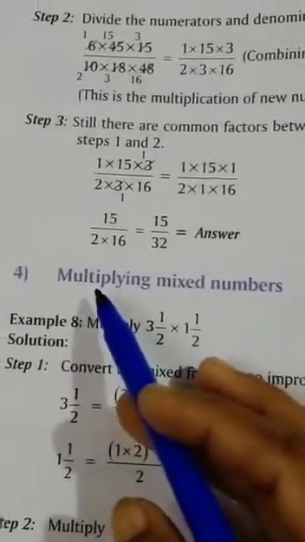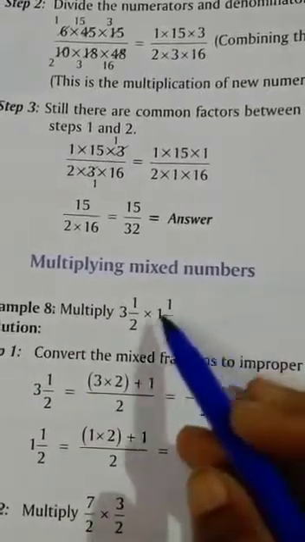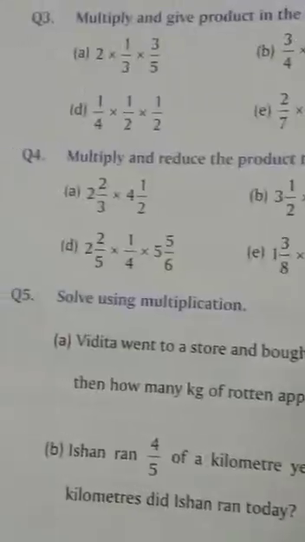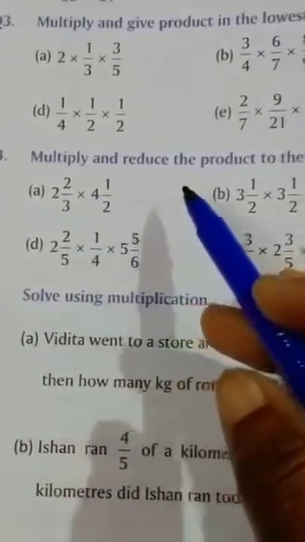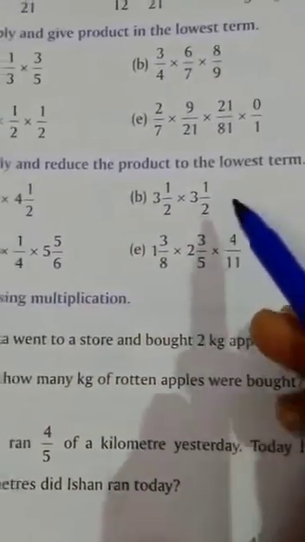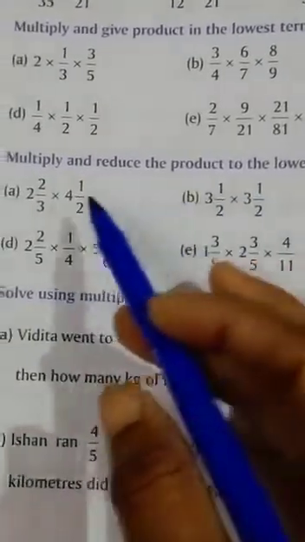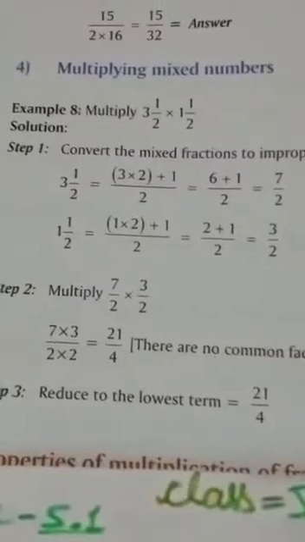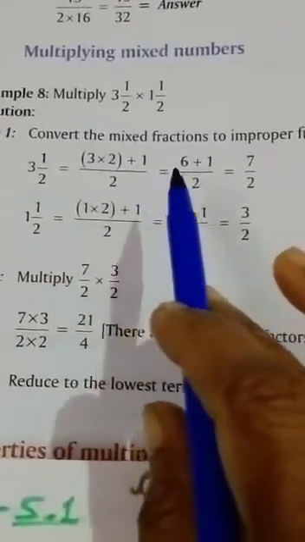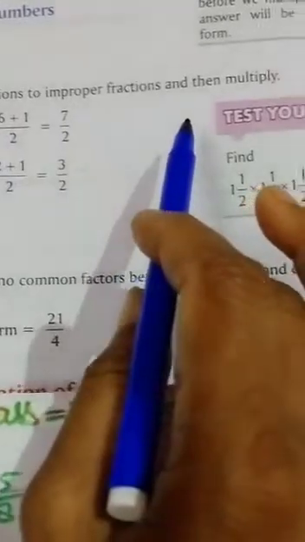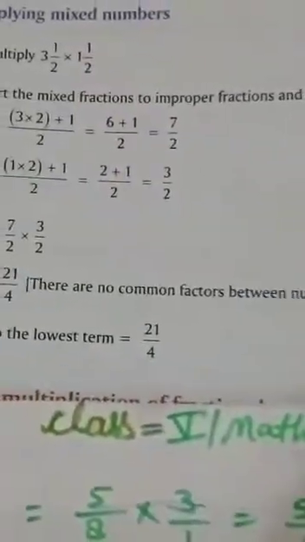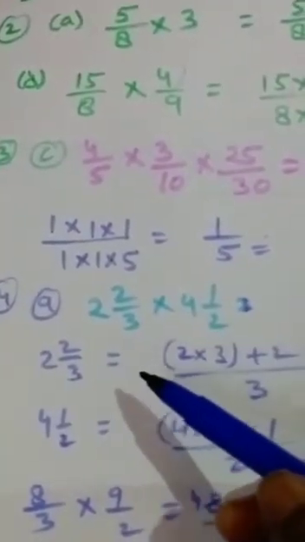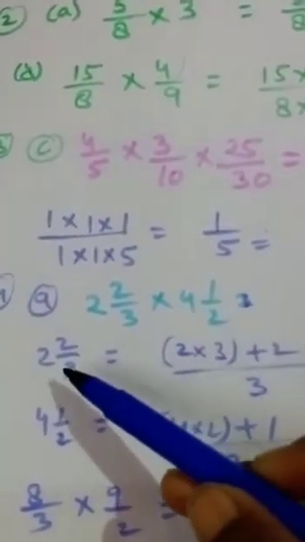Fourth rule: multiplying mixed numbers. How do we have to multiply mixed numbers? Let's see the question based on it. Question number 4: multiply and reduce the product to the lowest term. Here you have seen multiplying of mixed numbers. Okay, mixed numbers, how do we have to do it? Let's see Step 1: convert the mixed fractions to improper fractions and then multiply. I have taken part 4A, both are mixed. Convert this into improper. So what is the rule?